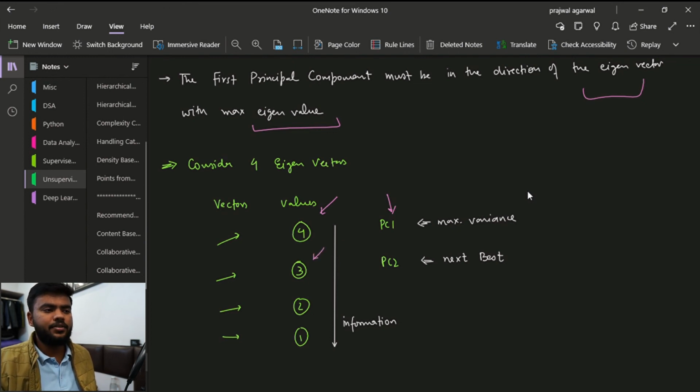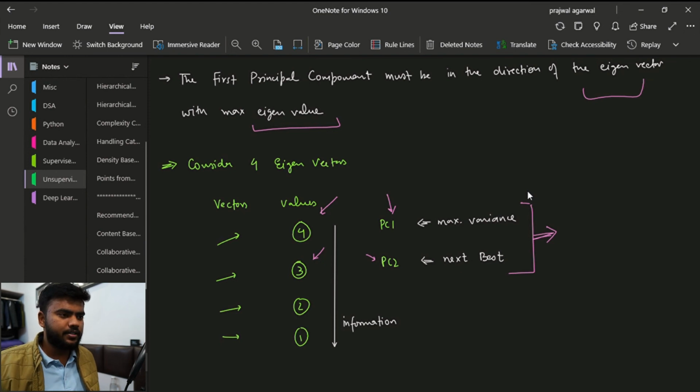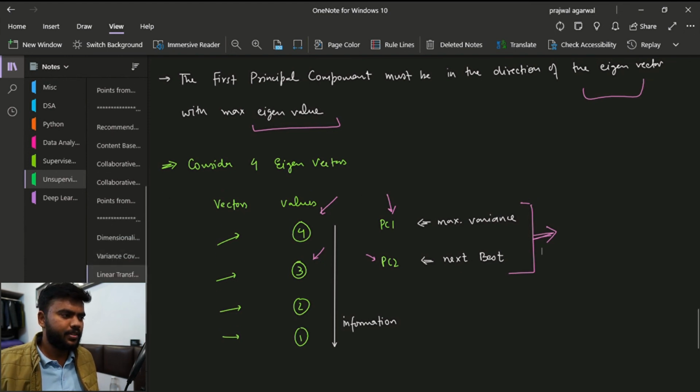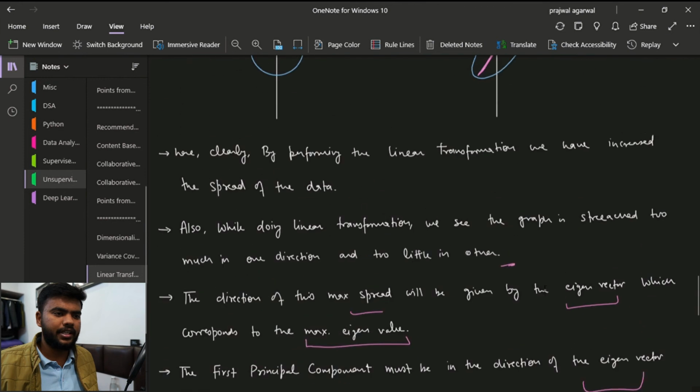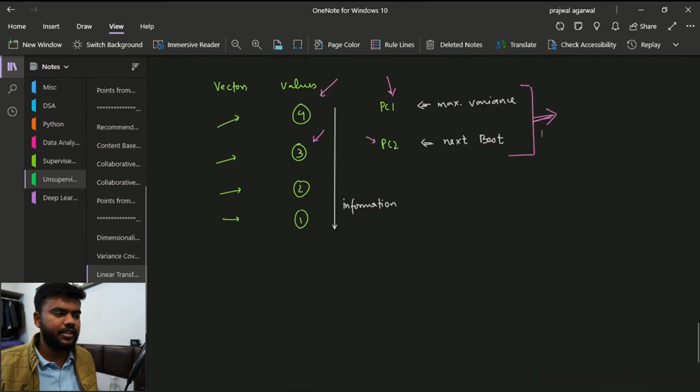The second largest eigenvalue is going to give us the second principal component, and that is all we need to perform principal component analysis. So this was what we studied about eigenvalues and eigenvectors. In the next video we are actually going to implement principal component analysis.